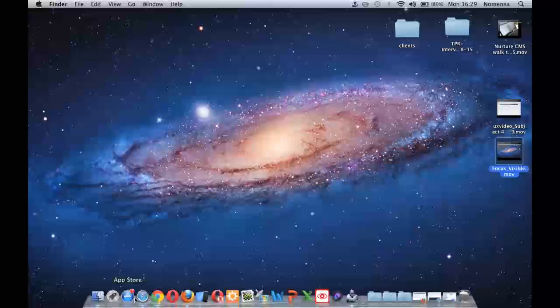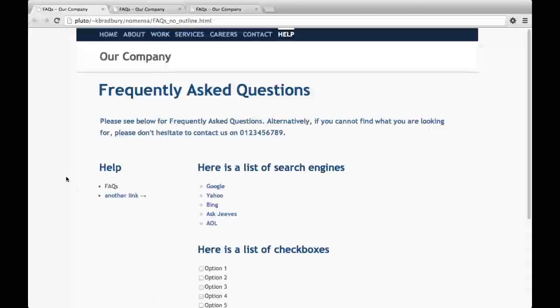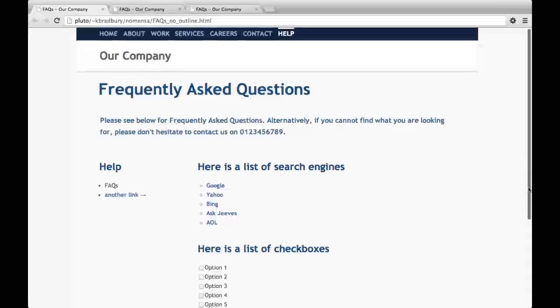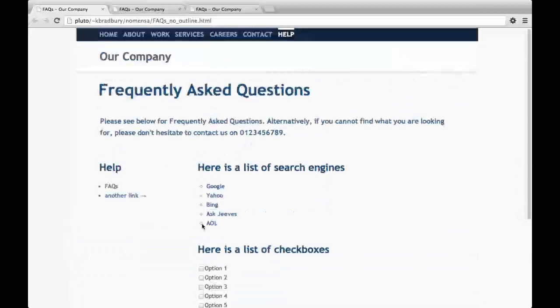Let's take a look at a sample web page on which the focus indicators have been removed. To a person able to use a mouse, navigating the page is no problem, and they can easily see whereabouts they are on the page.